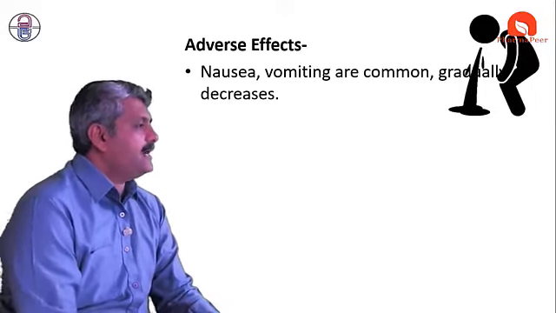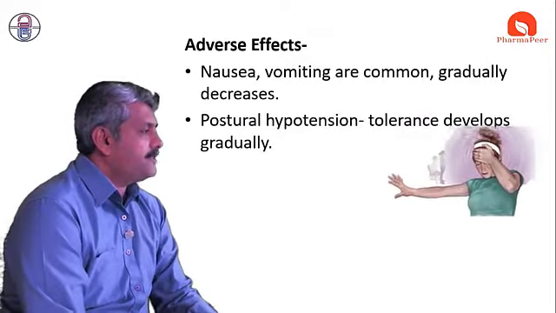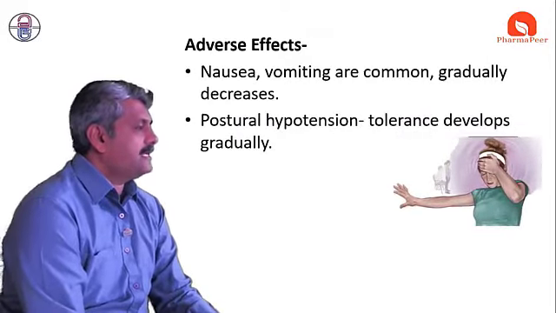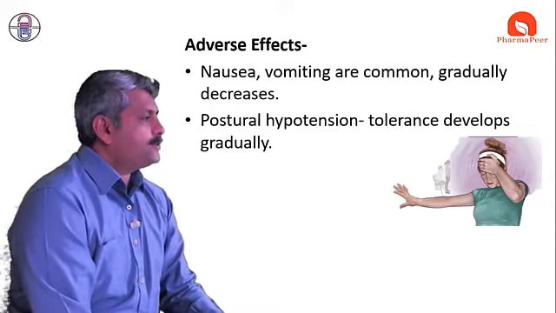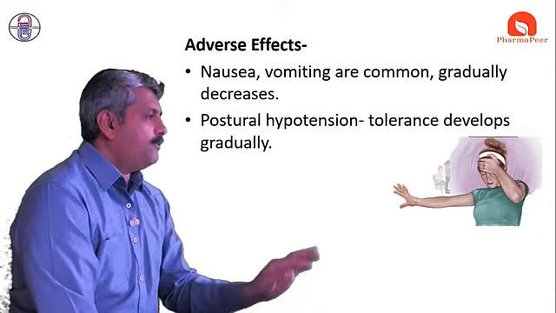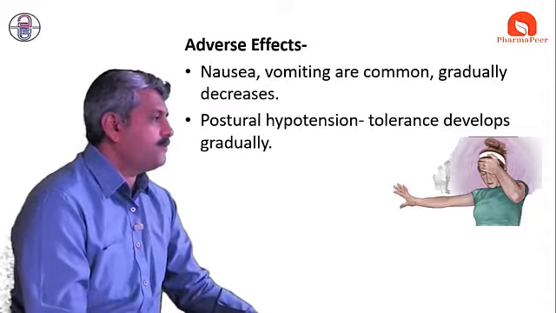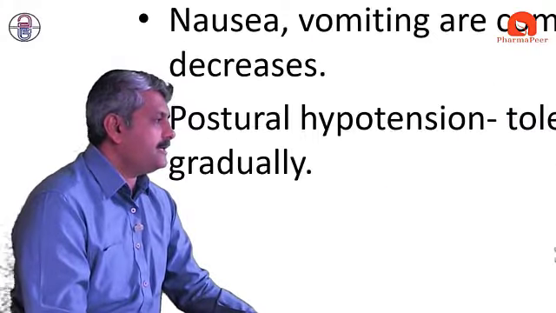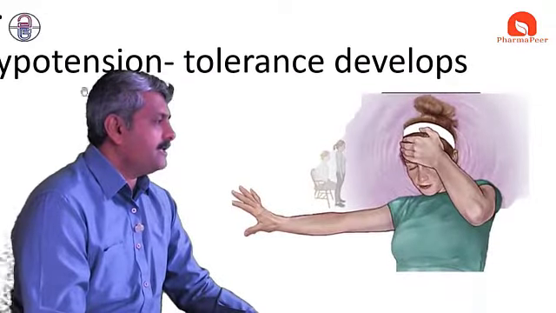Next point that we have seen is with the cardiovascular system. Here we can see that there is postural hypotension. The patient is observed to have postural hypotension. Now, what do we mean by postural hypotension? Let's see. Here you can observe that.